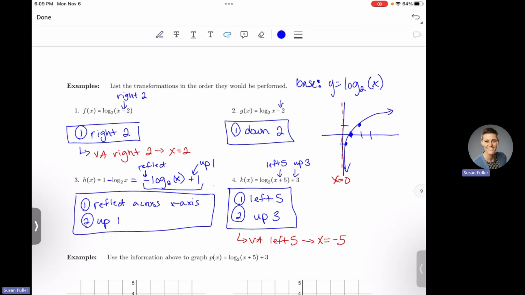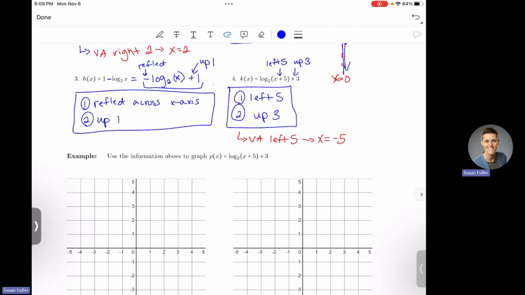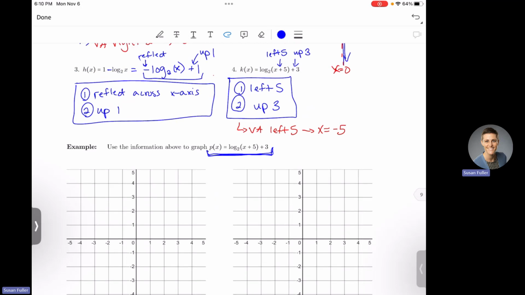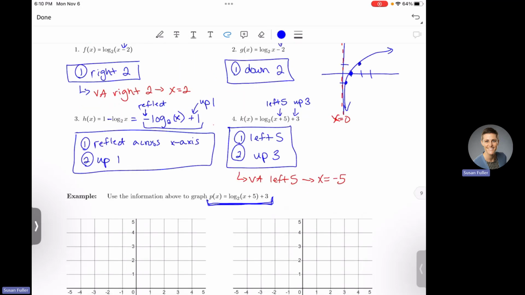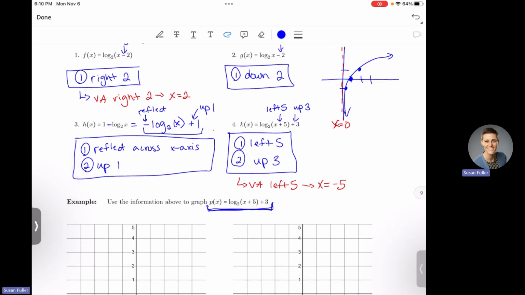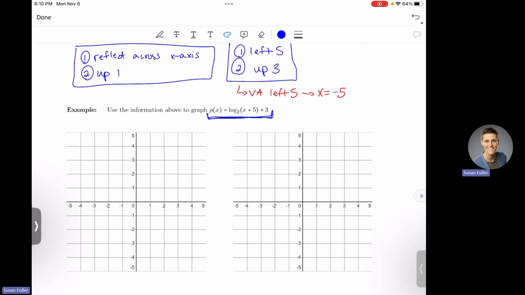So now let's try to practice this and actually transform one of these guys. So I want to graph log base 2 of x plus 5 plus 3. This is the last example that we just did here. So I know my base is going to be y equals log base 2 of x. I'm going to shift that first to the left by 5 units and then up by 3 units. And I know that my vertical asymptote is going to slide left 5 units with the graph.